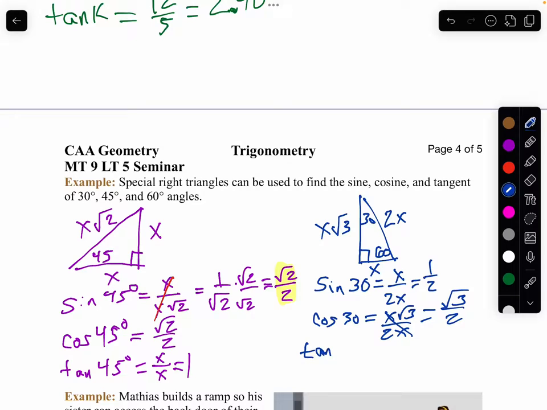Tangent of 30 degrees. Opposite over adjacent. X over x square roots of 3. Notice what happens. My x's reduce. I get 1 over the square root of 3. Can't have square root of 3 in the denominator. So we get square root of 3 over 3.